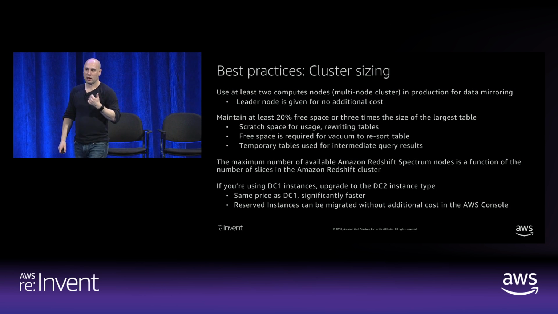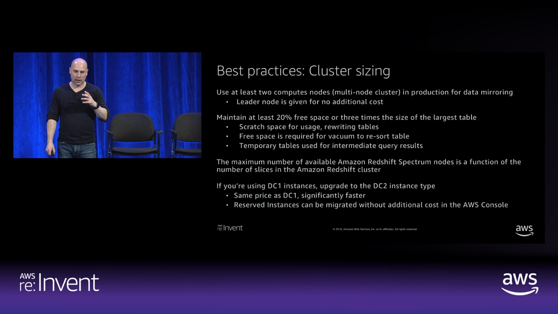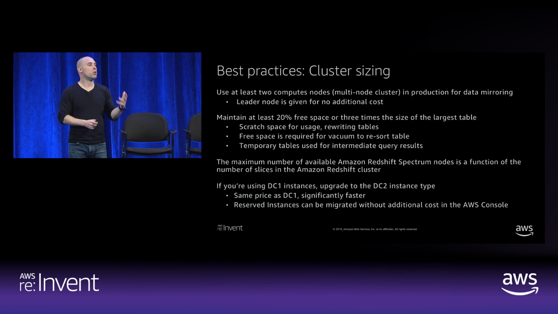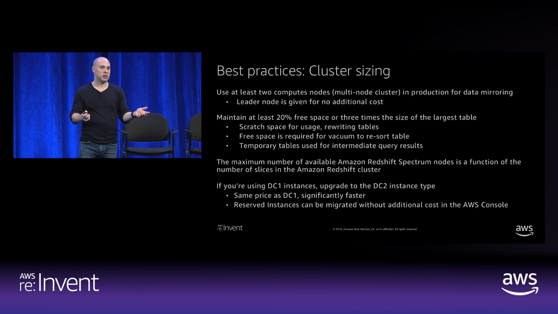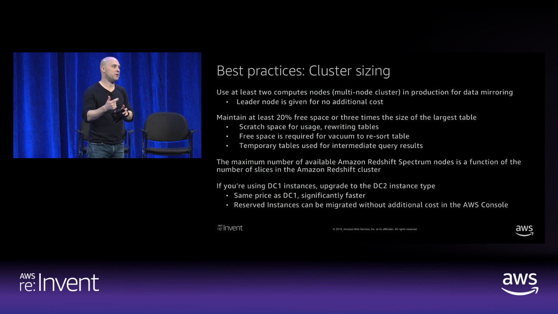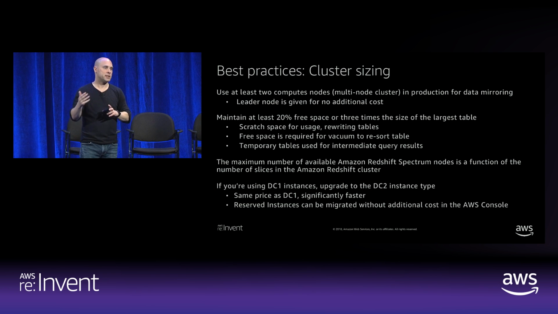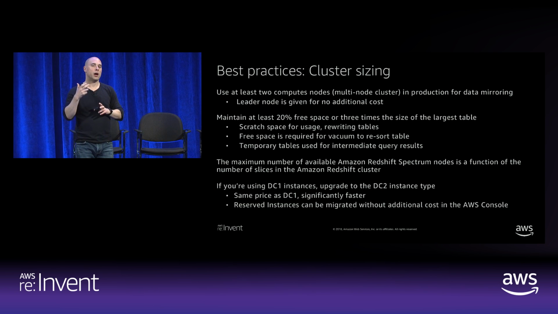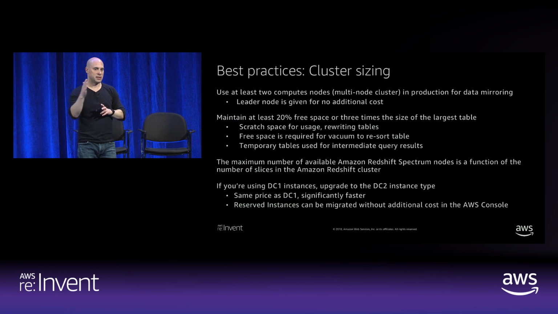So, best practices on cluster sizing. I always recommend 2 nodes. We have an option to run what we call single node clusters in Redshift. Single node clusters are really meant for dev, test, QA, just some experimentation, that sort of thing. I always recommend using a multi-node cluster in production so you get that redundancy, the safety of the second copy.